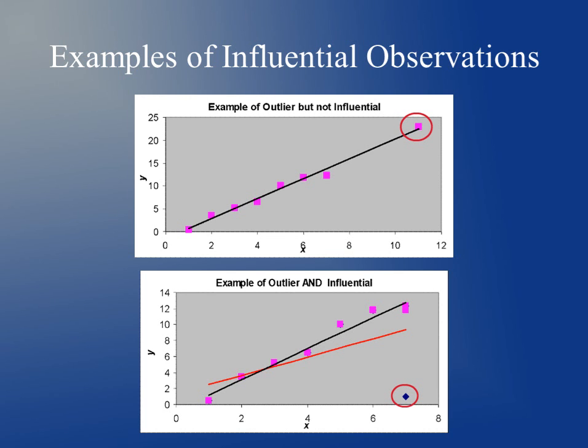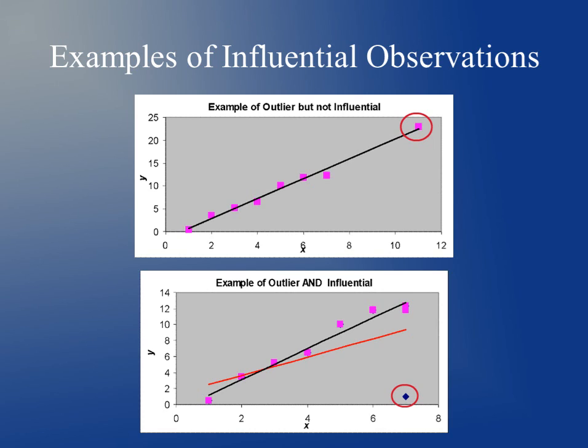And if we have outliers in our data, they can be influential and can skew the line of our regression model, but they might not. So in the first example, we have an outlier, so it has a much greater value of x and y than the rest of the data points, but it's not influential because the regression model is not much different.